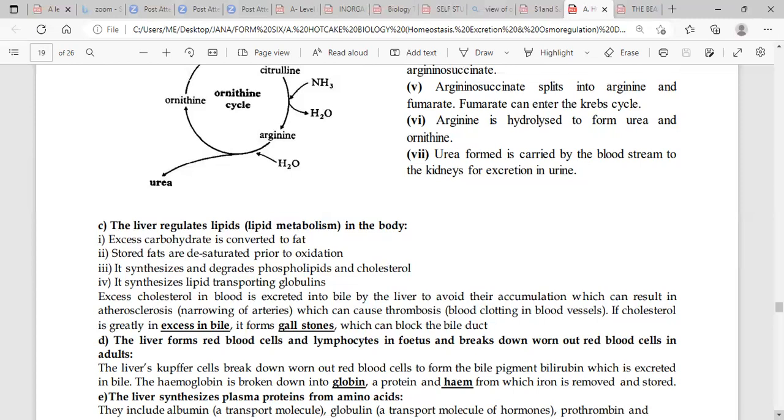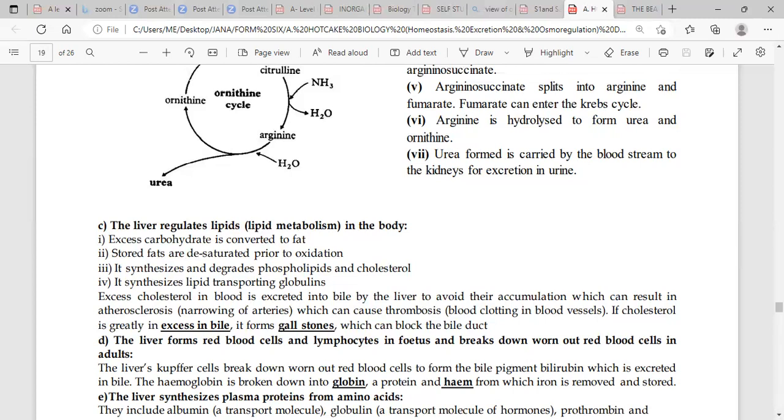Then, this point which shows excess carbohydrate is converted to fat, that is wrong. Excess fats are converted into carbohydrates. That is conversion of fats to carbohydrates for oxidation. Then we have D. The liver forms red blood cells and lymphocytes in the fetus and breaks down worn out red blood cells in the adults.